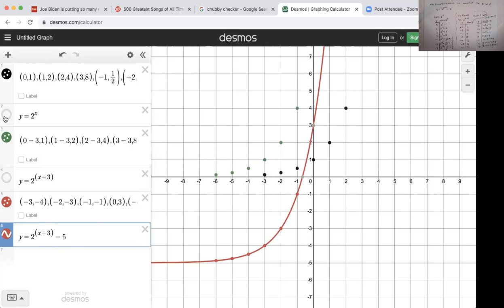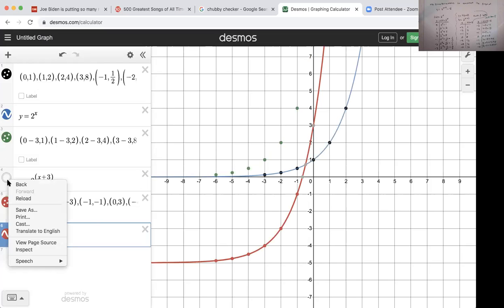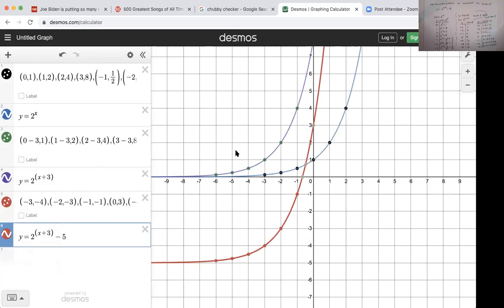And here, if I turn on the original graphs, you can see the blue function is 2 to the x. Purple function is 2 to the x plus 3, shifted 3 places to the left. Red function is 2 to the x plus 3 minus 5.